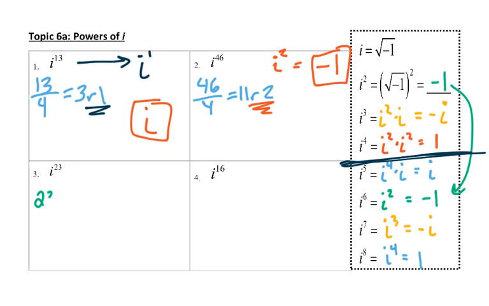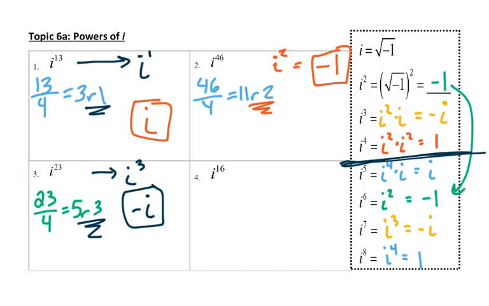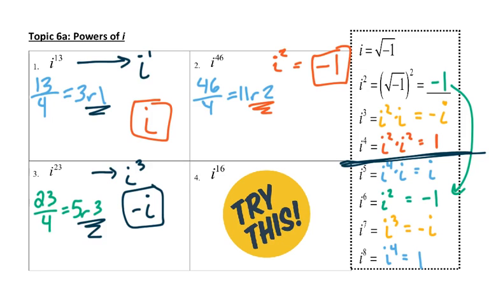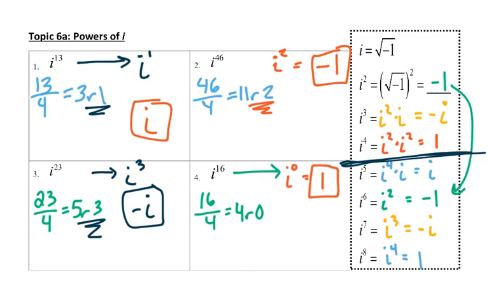Problem 3, we take our exponent, divide it by 4, and that's going to be 5 remainder 3. So the remainder of 3 means that this is really like i cubed, which is negative i. Try number 4 real quick. So when we divide by 4, we get a remainder of 0, which means it's like i to the 0. And if you remember, anything to the 0th power is really just 1. So if your exponent is divisible by 4 evenly, then your answer is just 1 every single time.